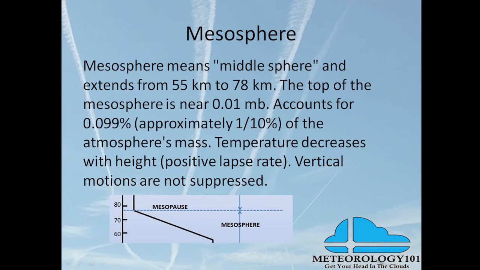So anything that does make it up through that layer will continue to rise, or you can get convection in that. Not really convection, but you can get instability in that layer, because it is an unstable layer, just like the troposphere.